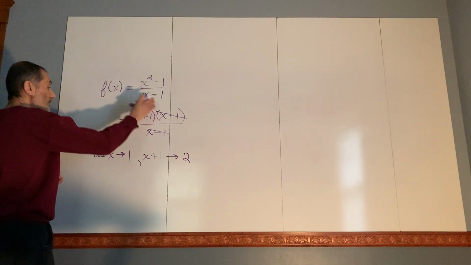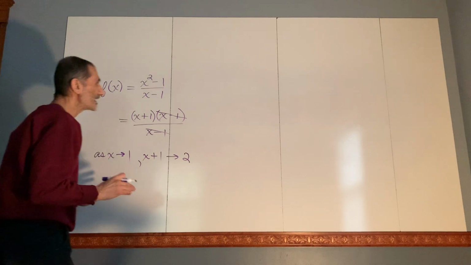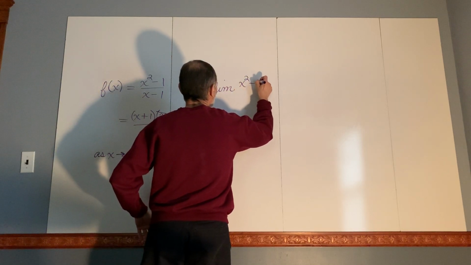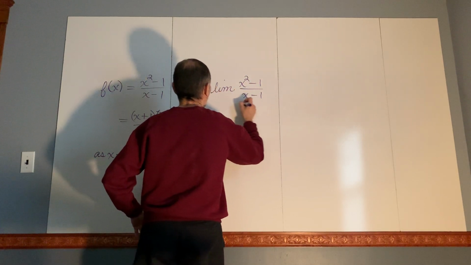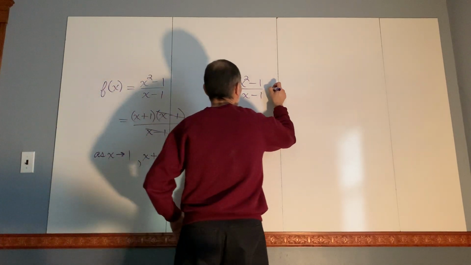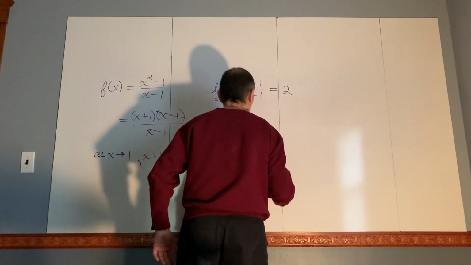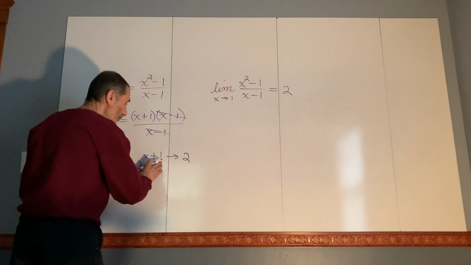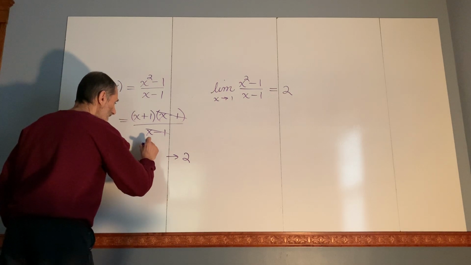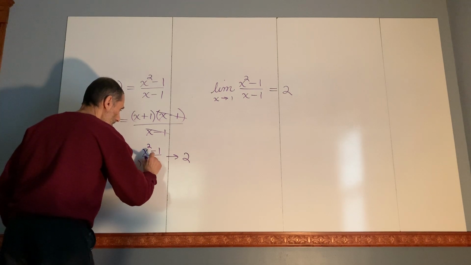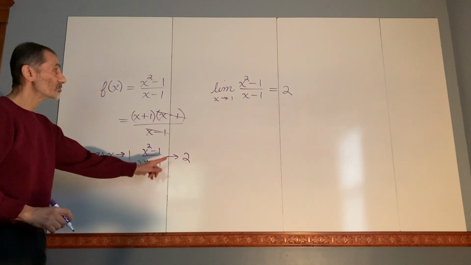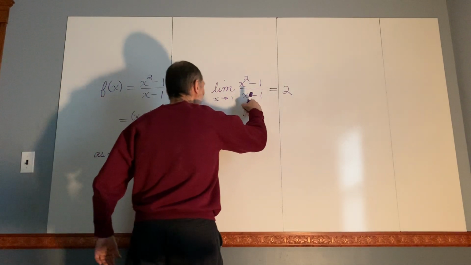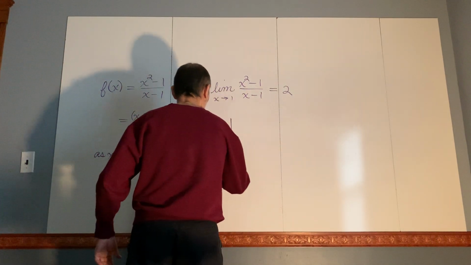Now, that does not mean that this function will ever equal 2. It will not. But in the language of limits, we say that the limit of the function x squared minus 1 over x minus 1 as x approaches 1 is 2. Because, again, as x approaches 1, not just this, but this approaches 2.